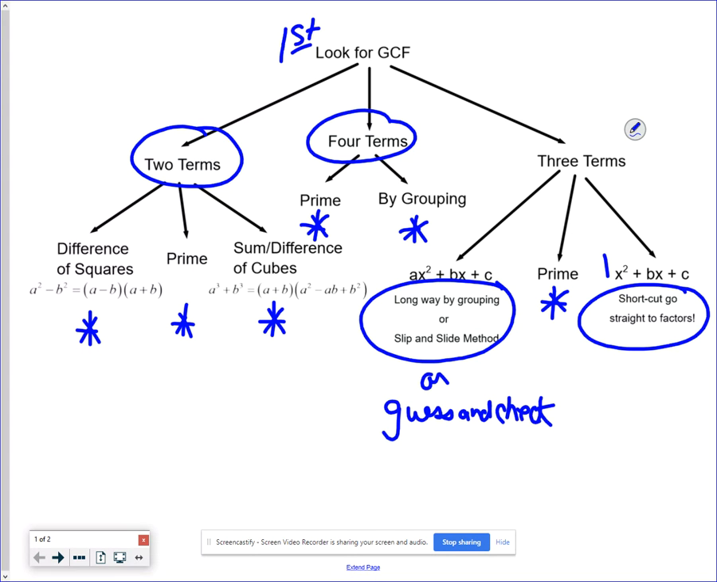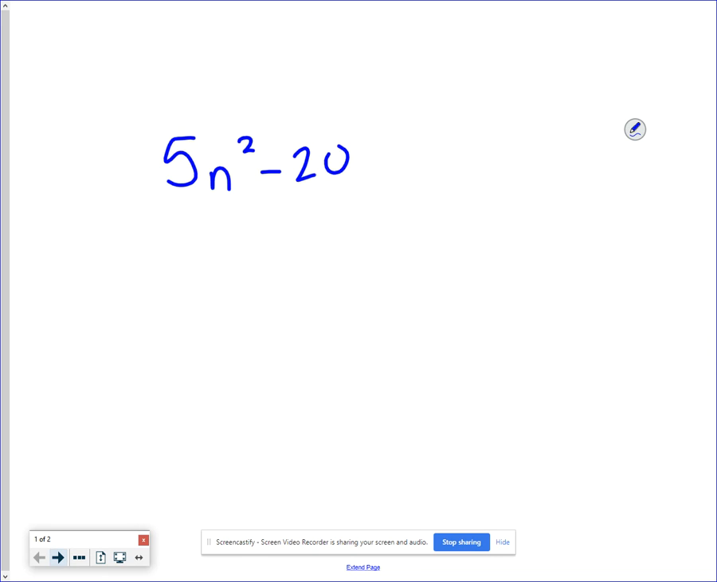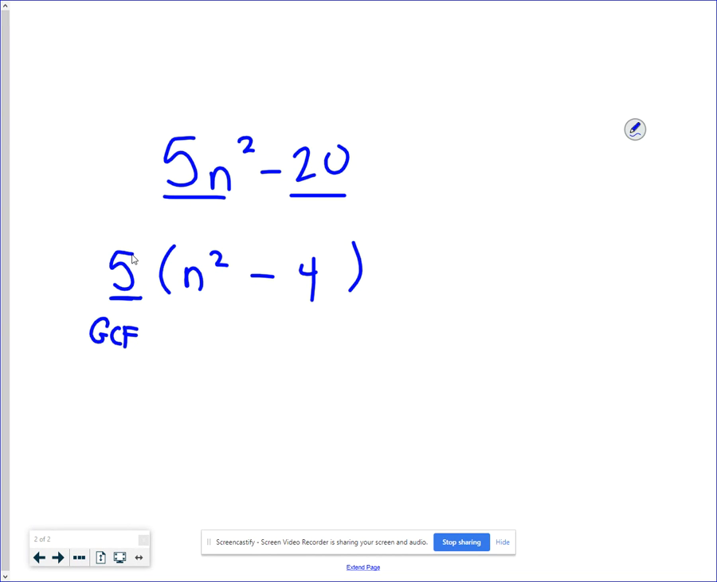Is there a number or variable or combination of both that goes into both of your terms? Well, what can I divide out of both of these terms? 5. So first thing we're going to do is factor out the GCF, which is 5. So then it's basically asking yourself, what times 5 gives you 5n squared? N squared. What times 5 gives you minus 20? Minus 4. Now, sometimes when you pull out the GCF, then you're done. You can't factor any further.